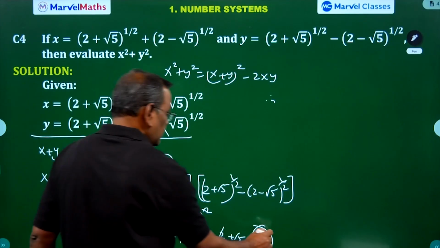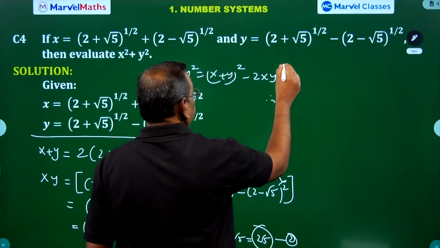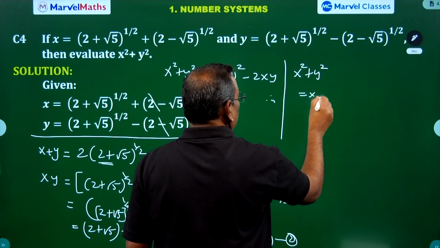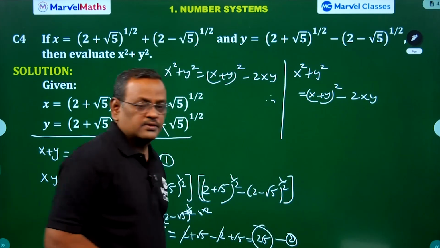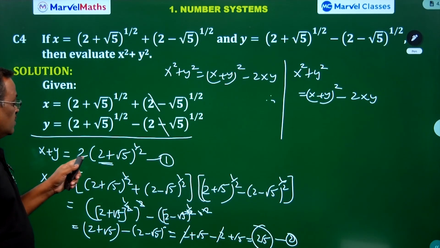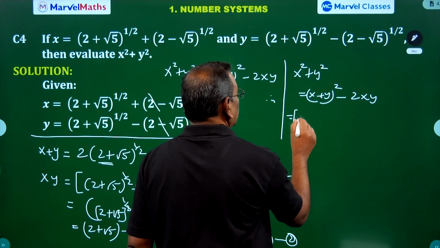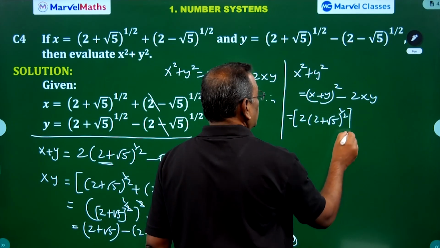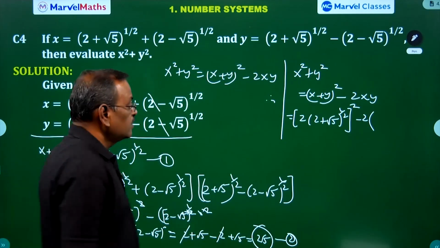Substitute 1 and 2 in equation 1. So what is the required value? x square plus y square, which is equal to (x plus y) the whole square minus 2xy. What is x plus y? Just now calculated, 2 into (2 plus root 5) whole power half. So this is equal to (2 into (2 plus root 5) whole power half) the whole square minus 2 into xy. So what is xy? 2 root 5.